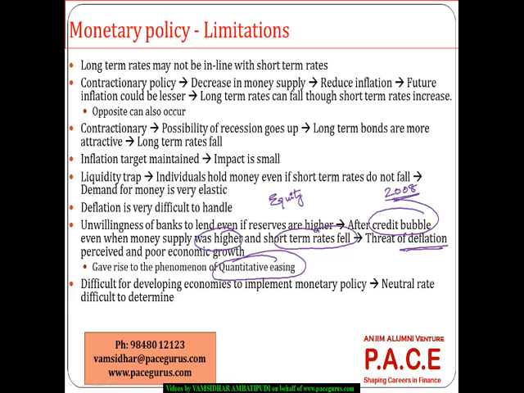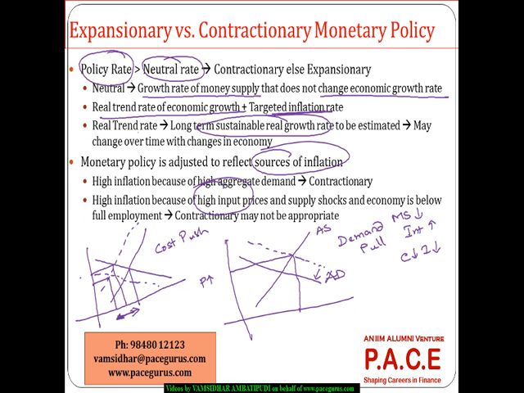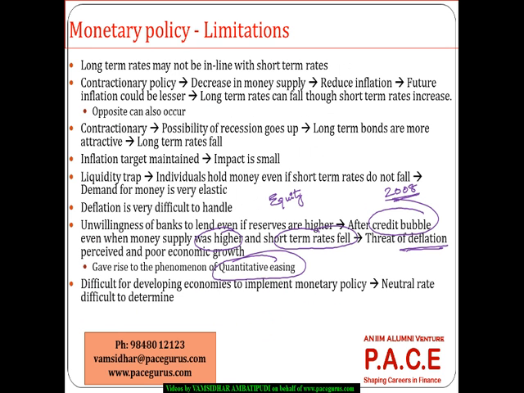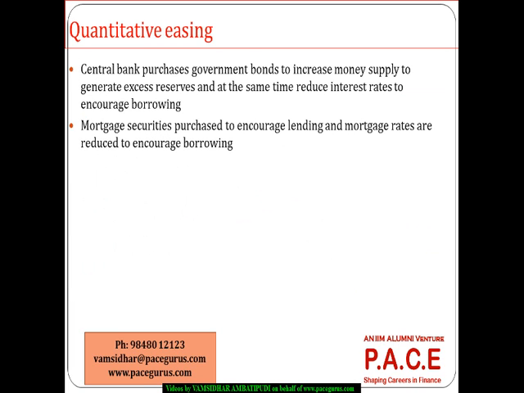And especially for the developing economies, implementing the monetary policy is very difficult because deciding on a neutral rate is very difficult. Why is the neutral rate difficult? We said the neutral rate is the real trend rate of economic growth plus the targeted inflation. First of all, in a developing economy, economic growth cannot be a stable number, and the targeted inflation also may or may not be met, which means determining a neutral rate is a big challenge. So implementing a proper stable monetary policy is much more difficult in a developing economy.